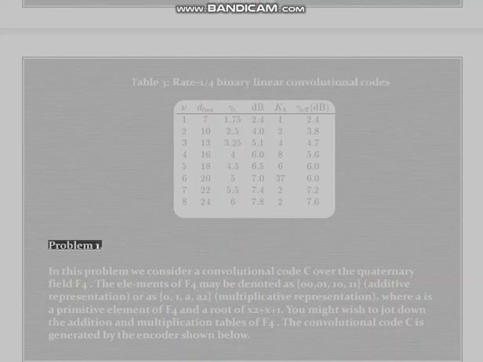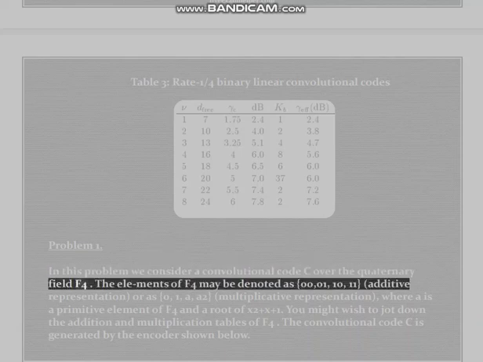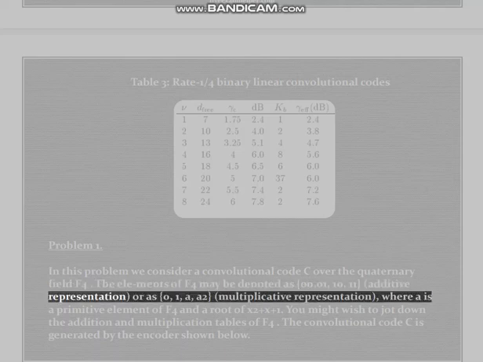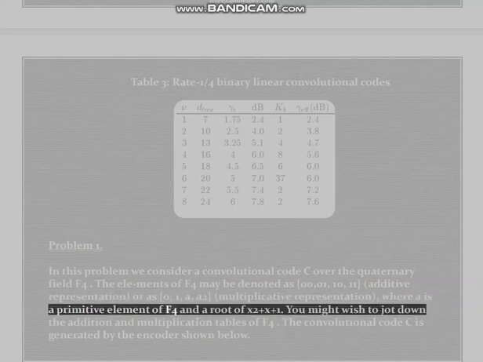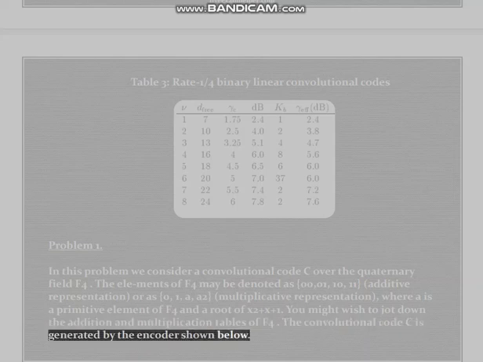Problem 1. In this problem we consider a convolutional code C over the quaternary field F4. The elements of F4 may be denoted as 0, 1, and so on in additive representation, or as 0, 1, alpha, alpha squared in multiplicative representation, where alpha is a primitive element of F4 and a root of x squared plus x plus 1. You might wish to jot down the addition and multiplication tables of F4. The convolutional code C is generated by the encoder shown below.